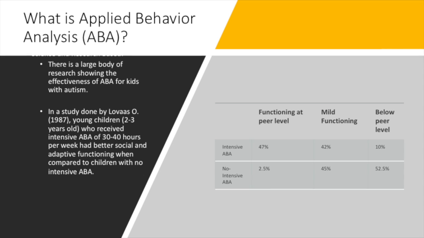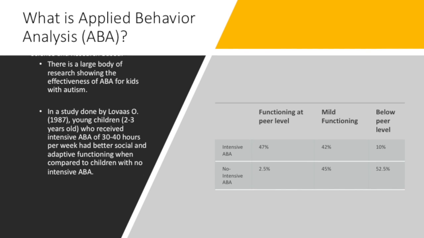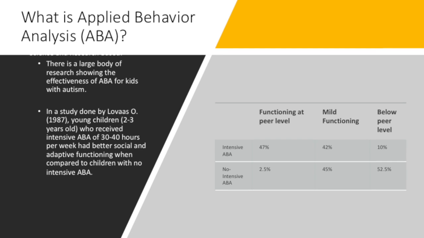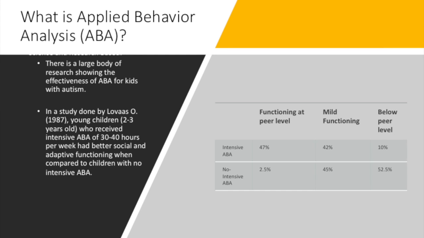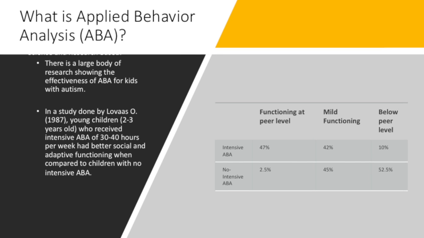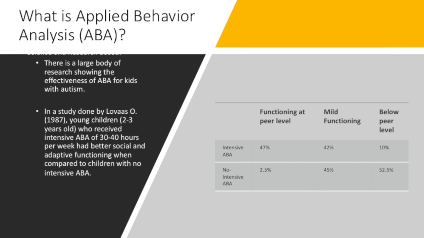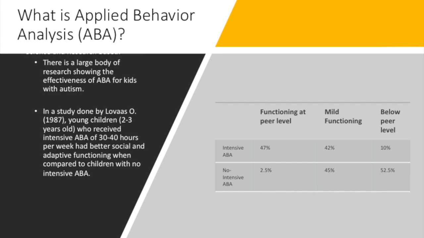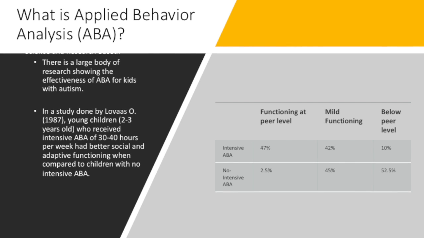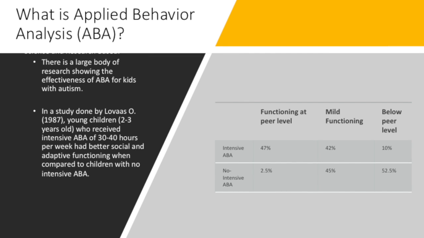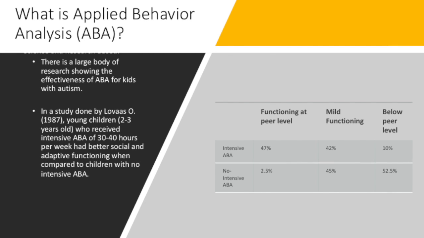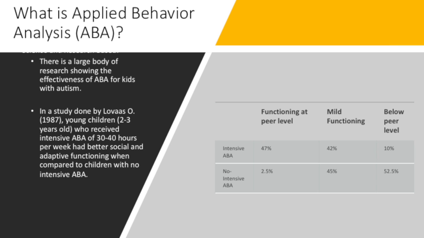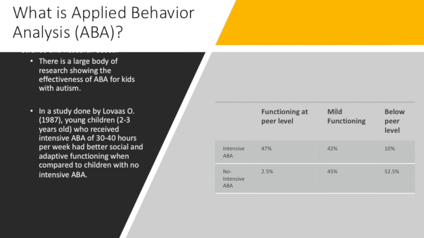In this study, it meant that they were able to go to a general education classroom with no help. With intensive ABA, 42% of those kids started functioning at a mild level. What that means is that they were able to go into general education with some help. And of those that received intensive ABA, 10% were still below peer level. So that means that they remained within their special education classrooms, and they made very little progress cognitively, adaptively, and socially.